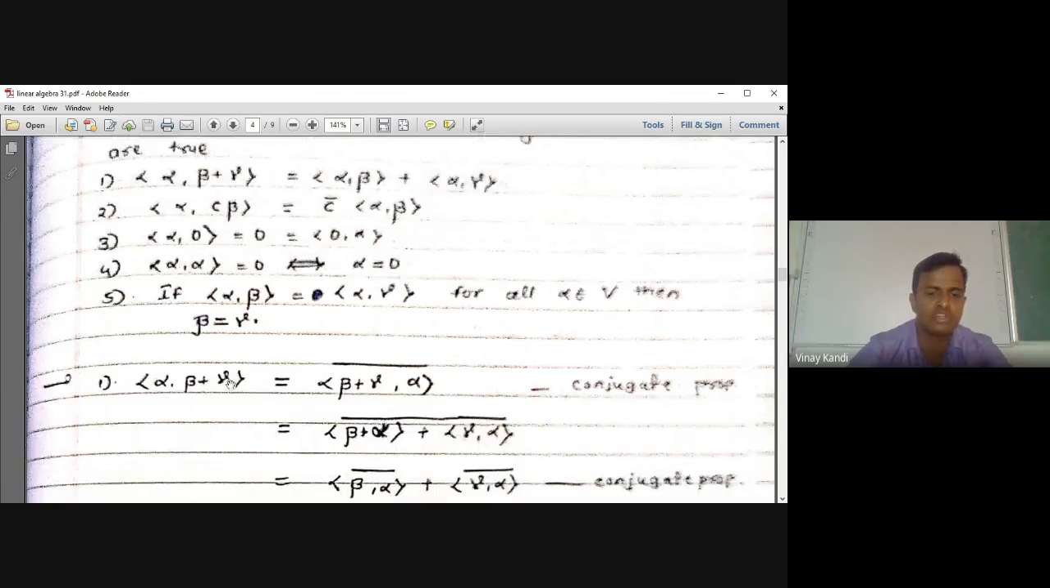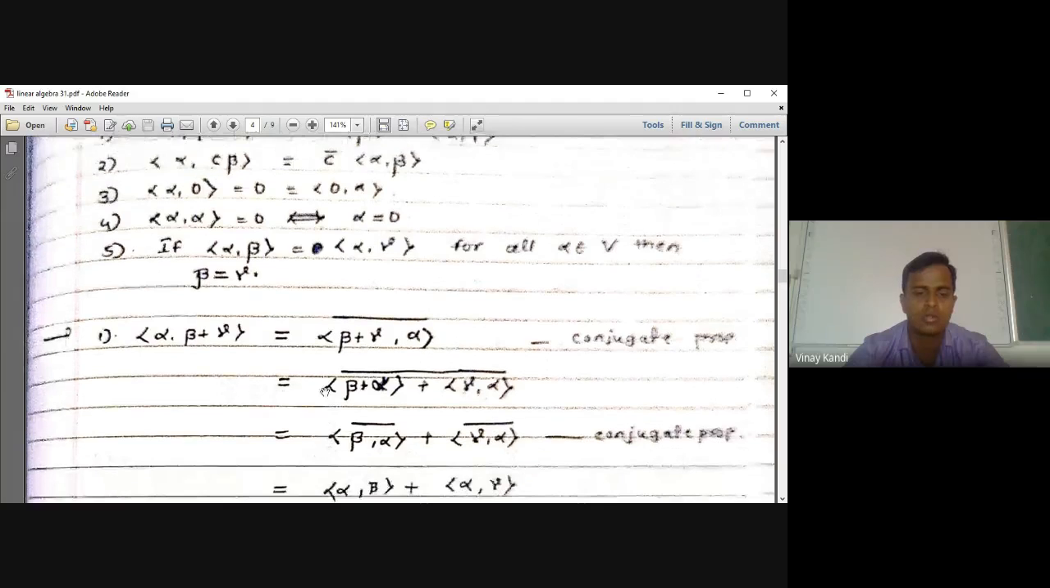How can we write it? By the conjugate property, this inner product of alpha and beta plus gamma is equal to the bar of inner product of beta plus gamma and alpha, by the conjugate property of inner product space. Now, okay, by linearity property, we can write it like this: inner product of beta alpha plus inner product of gamma alpha, written separately.